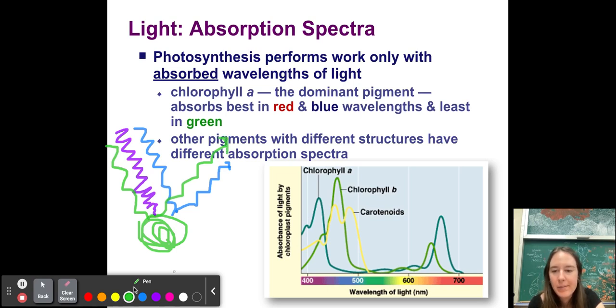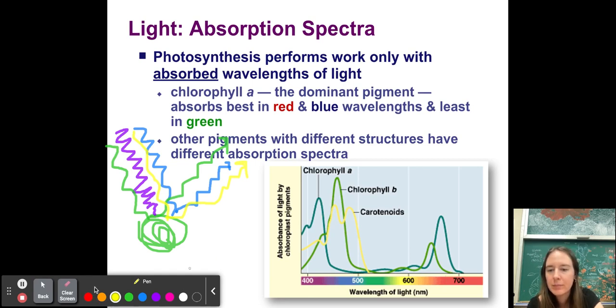Let's go over here to yellow. We have yellow light. Yellow is even longer wavelengths. If yellow hits the chlorophyll molecule, the pigment, is it absorbed? No, it's not absorbed. So it's reflected off. We're still looking at this dark green. Let's go to red.